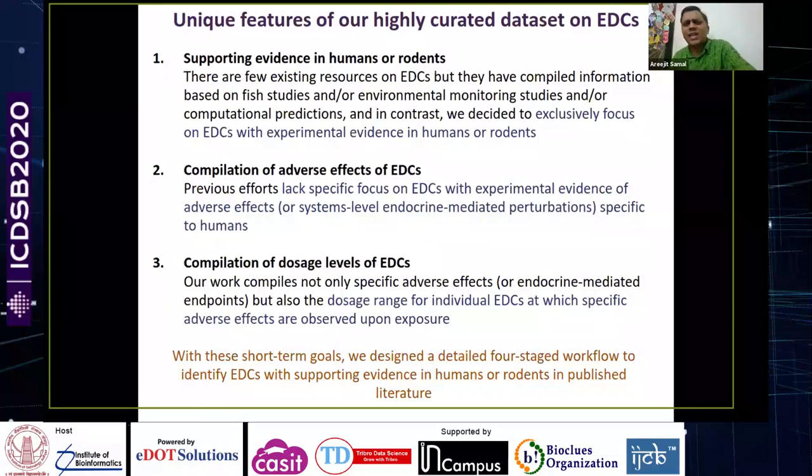There were basically three features we wanted in a highly curated data set for EDCs. One, we needed supporting evidence in humans or rodents for these EDCs, because there are some resources which exist, but they combine information from fish studies to environmental monitoring studies or computational predictions. But we wanted a data set which is exclusively based on experimental evidence in humans or rodents.